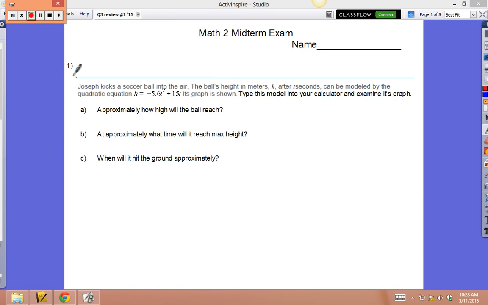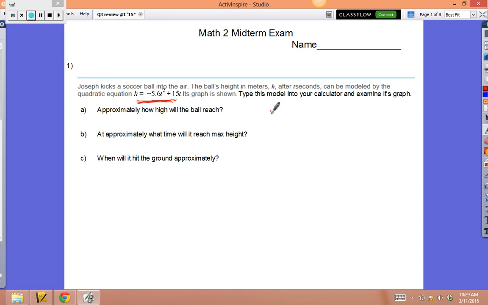Alright, quadratics. So number one, you need to model the scenario. Joseph kicks the soccer ball into the air, and it can be modeled with this quadratic equation. Type it into your calculator and then look at the graph. So you need to plug this in your graph, and you got to change these t's to x's.